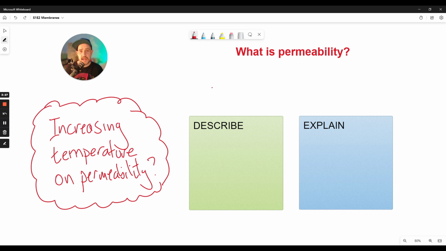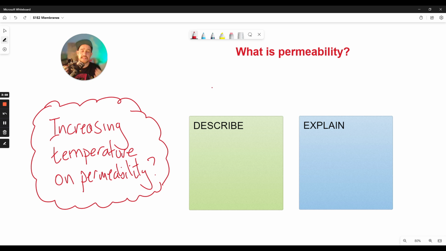Now, one factor that we need to look at that affects the rate of permeability is temperature. Temperature is one of these very common factors that affect many biological reactions and processes, because biology is very sensitive to temperature. And permeability is no different. You can see on the screen two boxes, describe and explain. We are going to answer this question, how temperature affects permeability, describing it first of all, and then explaining it.